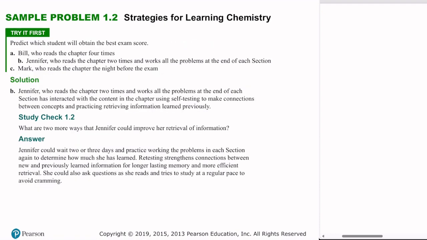The next topic we covered was strategies for learning chemistry. Predict which student will obtain the best exam score. Bill, who reads the chapter 4 times; Jennifer, who reads the chapter 2 times and works all of the problems at the end of each section; Mark, who reads the chapter the night before the exam. We can conclude or predict that Jennifer, who reads the chapter 2 times and works all of the problems at the end of each section, would have the better score on the exam.